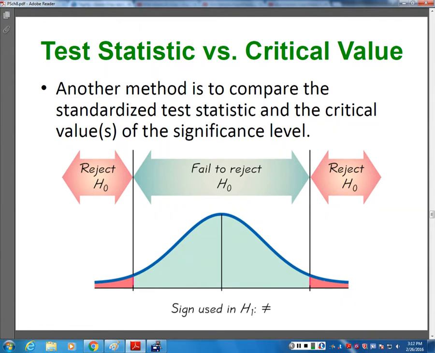The critical value or values are the z-scores or t-scores that separate the area in the tail or tails from the rest of the distribution that's being used. If we're conducting a one-tailed hypothesis test, we'll have one critical value. If we're conducting a two-tailed hypothesis test, we'll have two. In this particular example, we have two tails, so we'll have two critical values to compare our test statistic to.